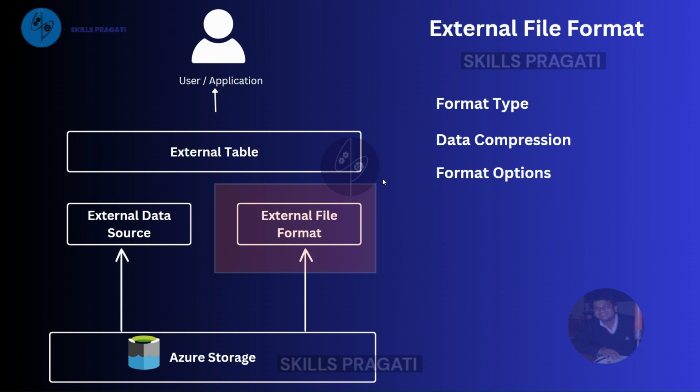Once you create the external file format, you can use that in the creation of the external table and do not have to worry about specifying all these finer details again. Here is a SQL command template for creating the external file format. You need to provide a unique file format name within the database. As we said, it takes the three arguments: format type, data compression, and the format options.